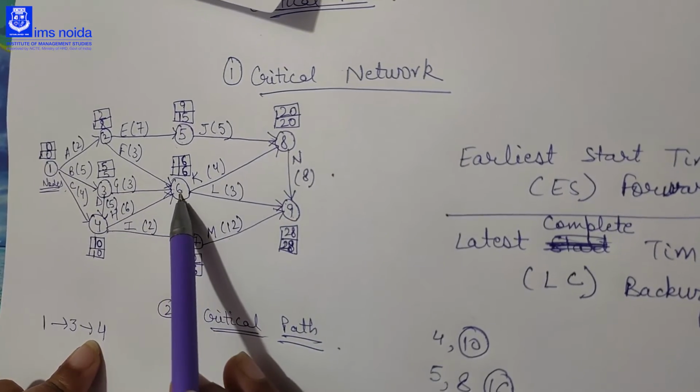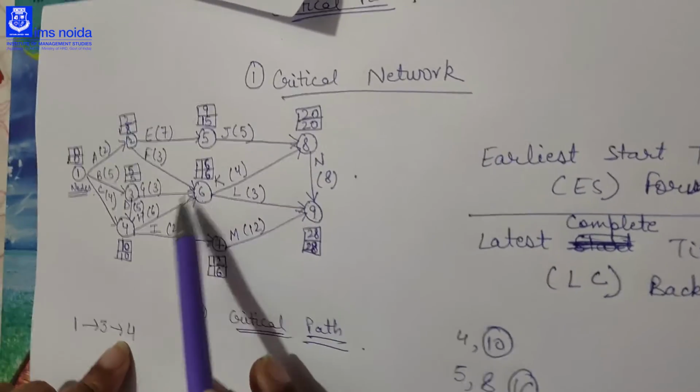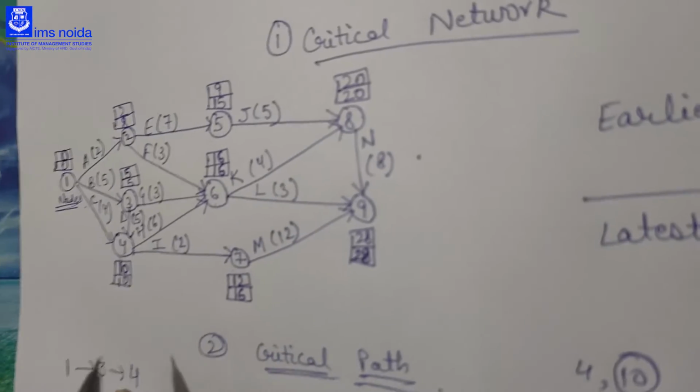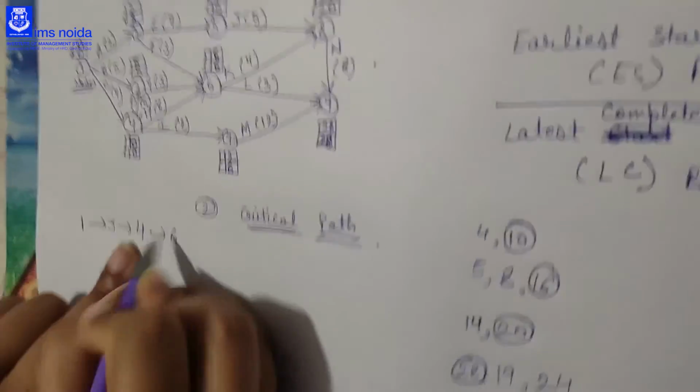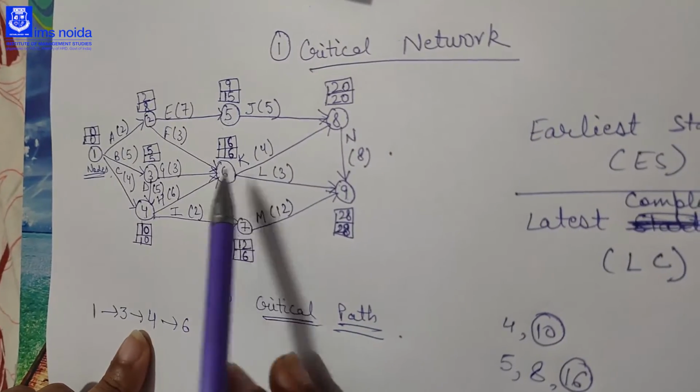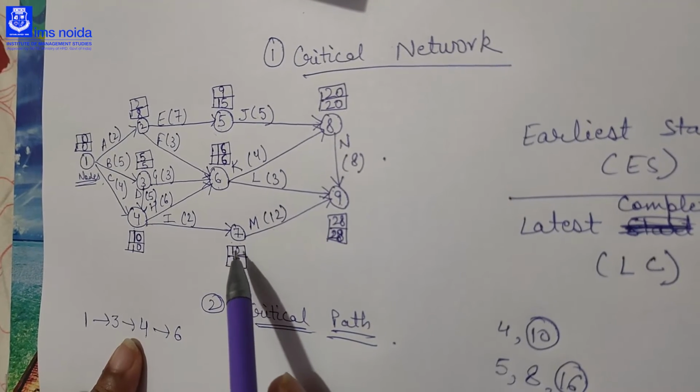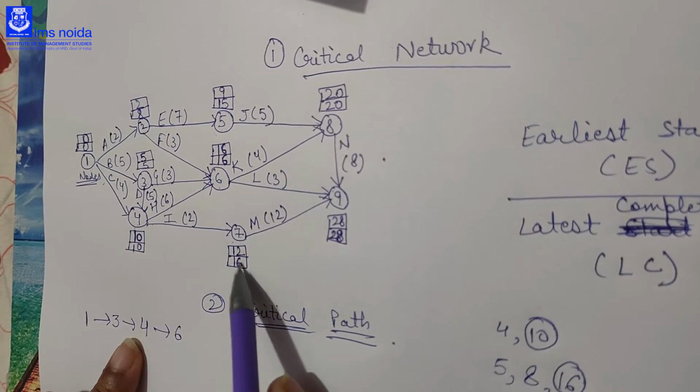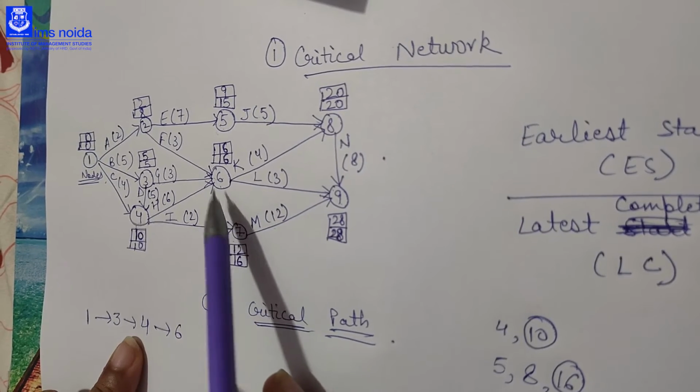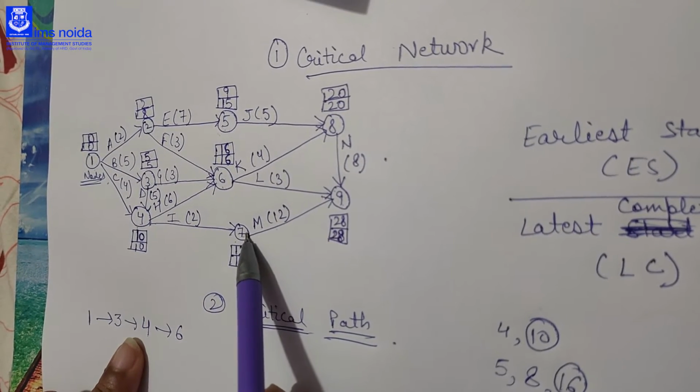Then we can come to the 6. Here ES and LC are equal and 6 is joining with the 4, so we will take 6 now. After 6 we will look at the 7. Now the LC and ES of 7 are not equal, and there is no joining of 6 and 7, so we are not going to the 7.